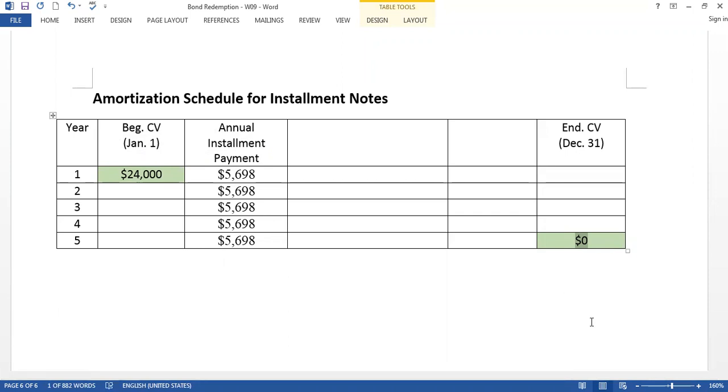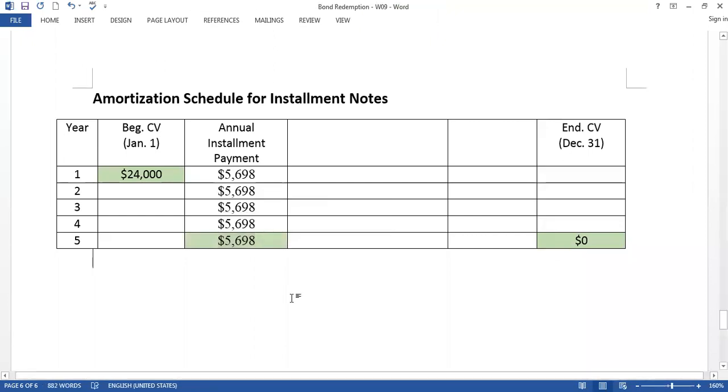After paying the last installment, look at here. This is the last installment we paid, right? The last installment is $5,698. After paying the last installment, we don't have any liability. And this is our beginning liability, right? So this is our beginning liability.